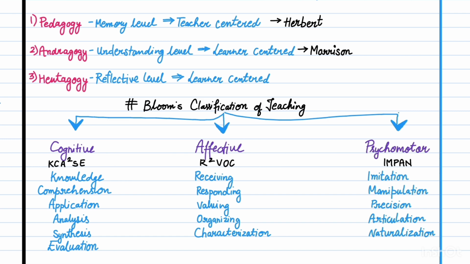So I hope by now you're clear about the pedagogy, andragogy, and heutagogy levels of teaching, which include your memory level, understanding level, and reflective level. Pedagogy is teacher centered, andragogy is learner centered, heutagogy is also learner centered. Pedagogy was given by Herbert, andragogy by Morrison, and heutagogy by Hunt.